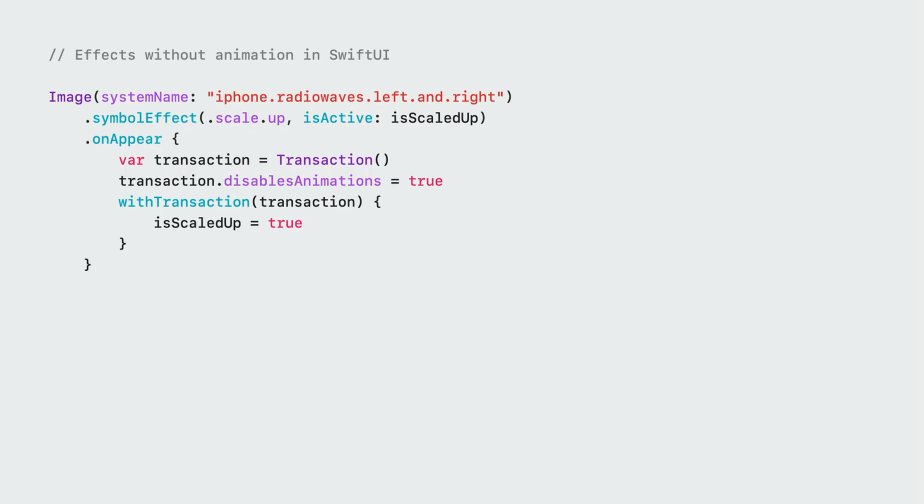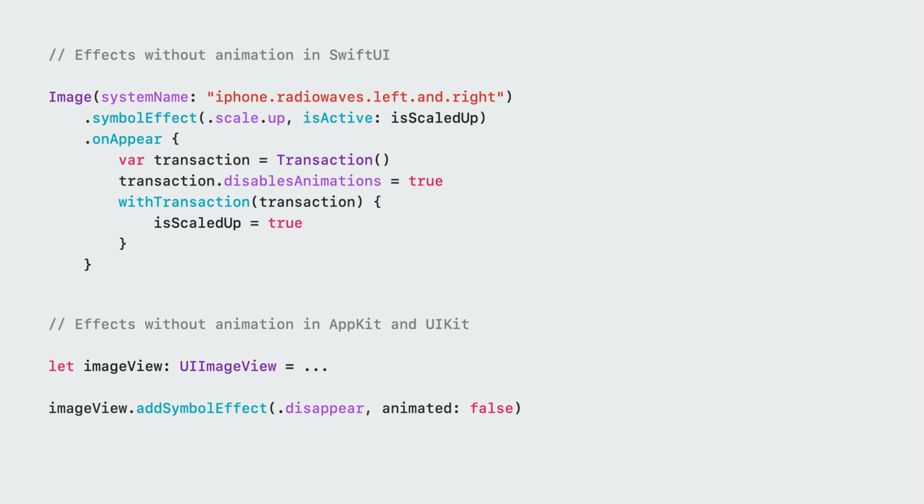Now, some symbol effects, like appear, disappear, and scale, change the symbol's appearance with animation. You may be interested in having a symbol be initially scaled up or initially disappeared without animation. In SwiftUI, you can do this using a transaction with animations disabled. Here, I use it to apply a scale up effect without animation. In AppKit and UIKit, use the animated parameter on add symbol effect to apply the effect without animation.